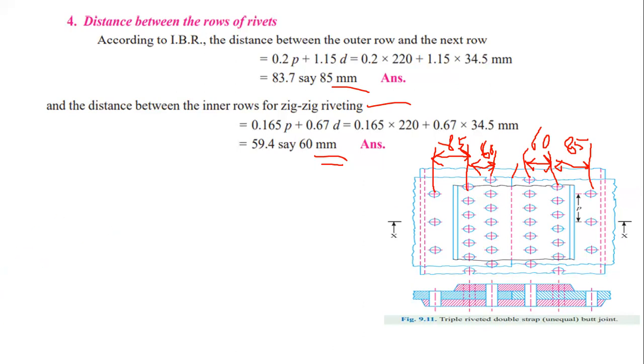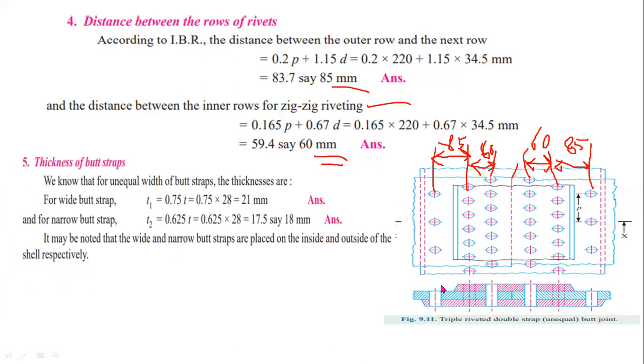In the fifth step you have to determine the thickness of the butt straps. Here you can observe this is the top cover plate or top butt strap, and this is the bottom cover plate. So you have to determine the suitable thickness of the butt straps. For the bottom strap you have to use thickness T1, and for the top cover plate you have to use thickness T2. This is the formula for thickness of the butt strap. So the T1 value is 21 mm, and the T2 value is 18 mm.